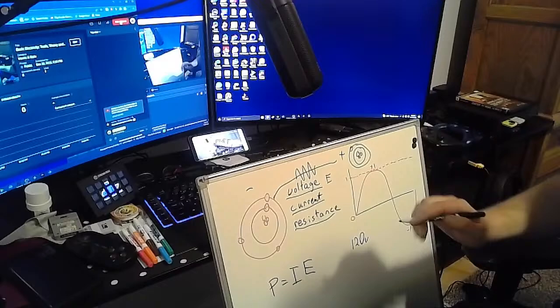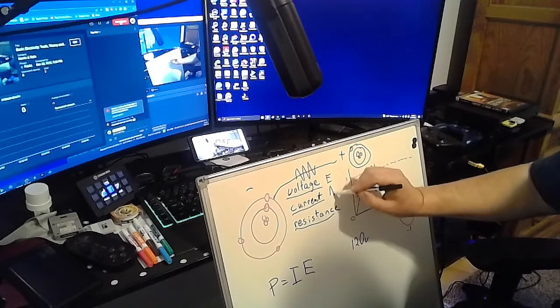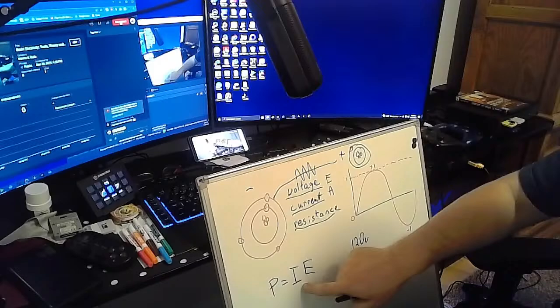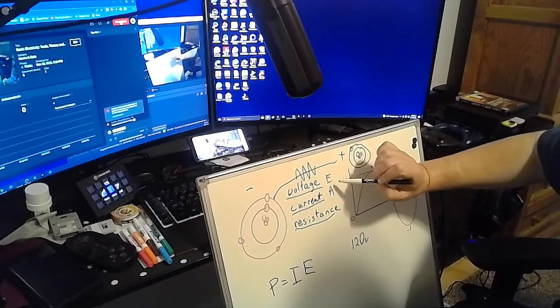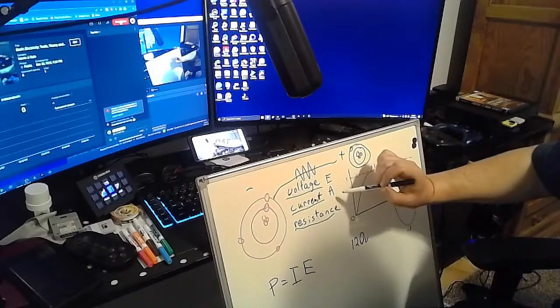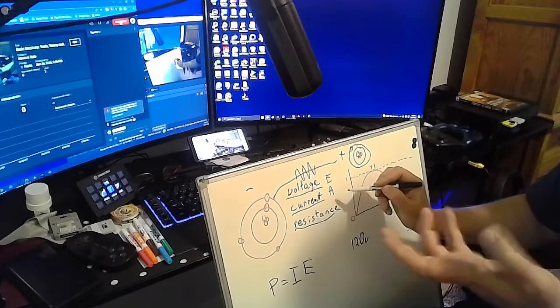Then the current, we'll call it A. We'll use this in a math equation in just a minute. Not this one, but one that leads to that. Okay. So you have your voltage or electromotive force. You have your current, which is measured in amps. You can also think of the A here as amount. The amount of electrons that are moving is your amperage.